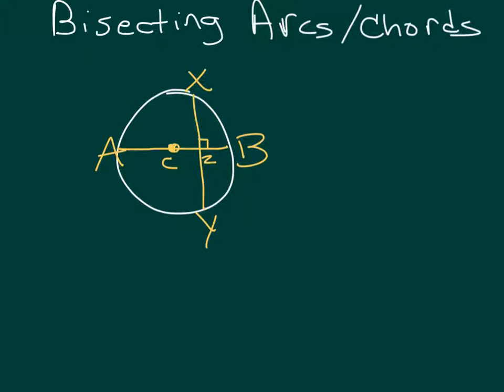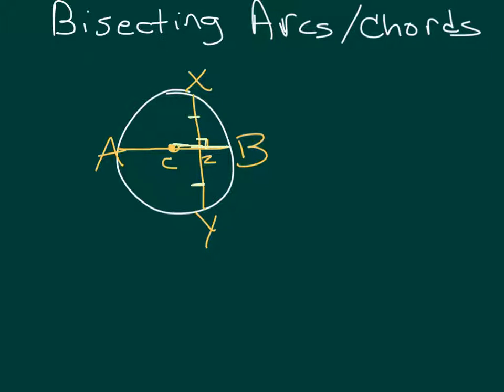Okay, this video is reminding us about bisecting arcs and chords. In this we learned that if a diameter or radius of a circle is perpendicular to a chord, then we know that it has bisected the chord XY, so X to Z here must be congruent to Z to Y.